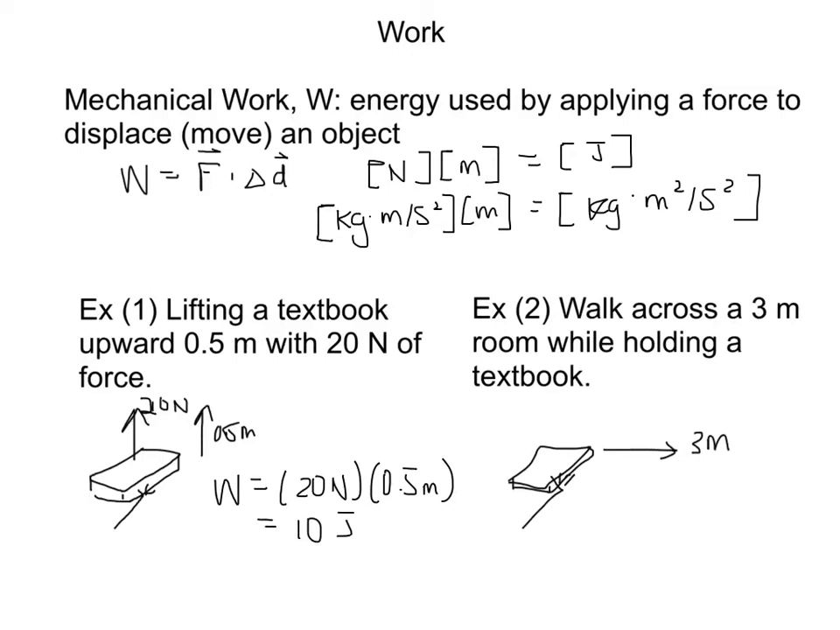And then here in example 2, we are walking across a 3-meter room while holding a textbook. If I'm holding this textbook, it means I'm holding it upwards. So the force that I'm applying is in that direction, but I'm walking in a perpendicular direction. These things are not in the same direction. They're completely perpendicular, which means that in this case, work is going to be 0. We're not doing any work because we're moving across the room, not going up or down.